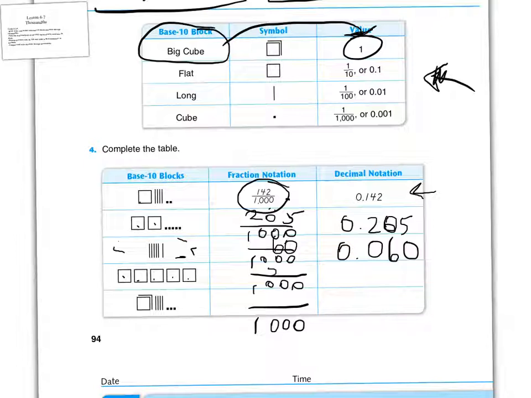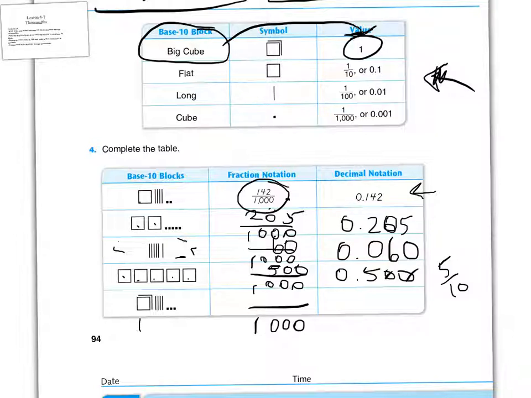But next we have 1, 2, 3, 4, 5 of the flats. So 5 flats would equal 500 out of the 1,000, because we know each flat is technically equal to 100 cubes. So it would be 0.500. So it would be 500 thousandths, or you could shrink it down and just say it's 5/10ths, because we all know you don't need the zeros after it if you don't want to.